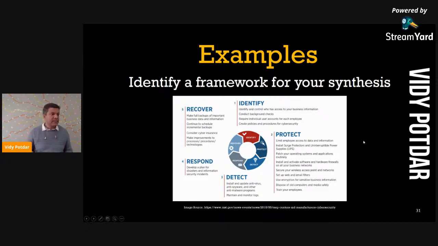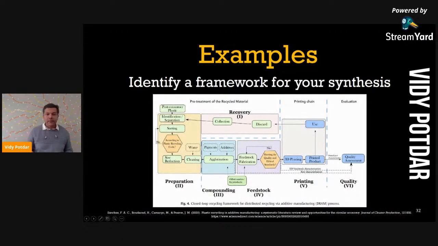So this is one example. This example you probably may remember. We used it in one of the case studies in the third webinar. There are 6 categories here: recovery, preparation, compounding, feedstock, printing, and quality. So there is an existing framework in the paper that you can use to group your literature.